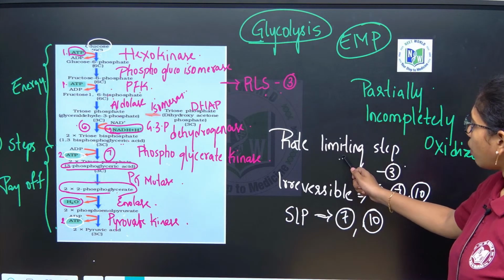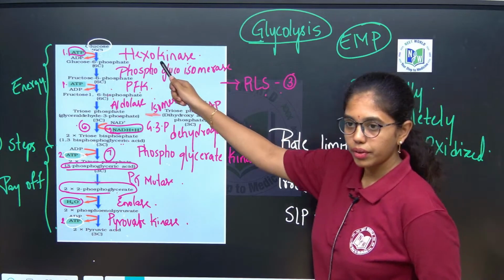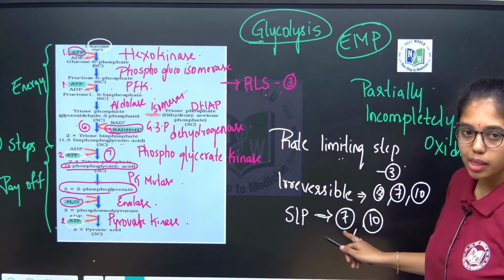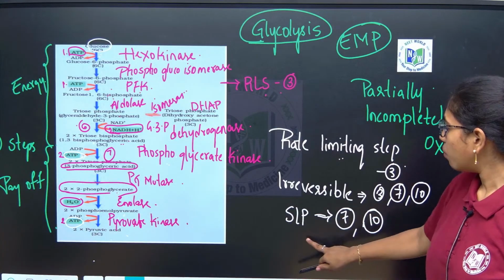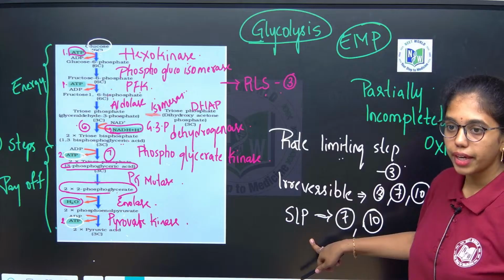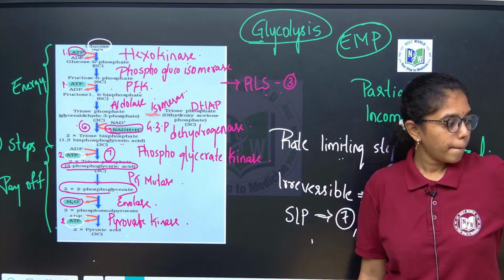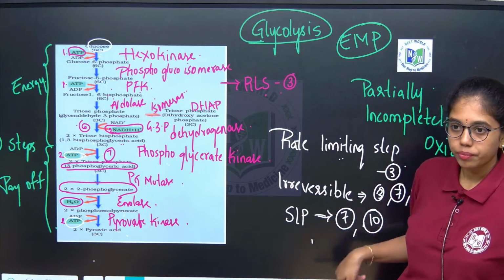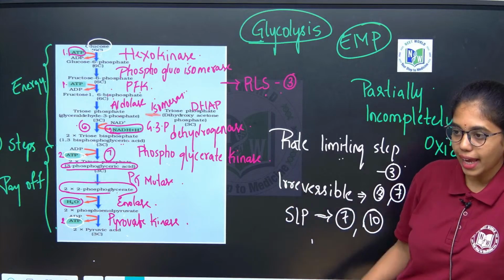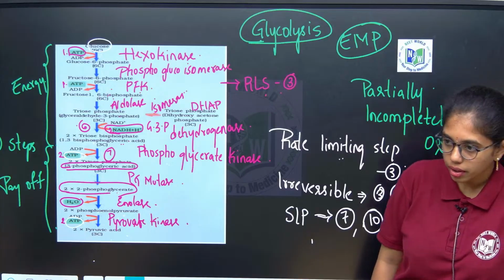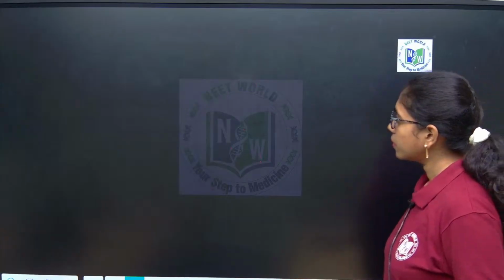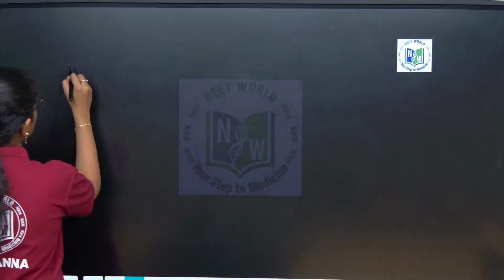So, now what is the rate limiting step? 3. What are the irreversible steps of glycolysis? 3, 7 and 10. Substrate level phosphorylation, where do you see? 7 and 10. Okay. So, are you clear with the reactions? Shall we go for energetics of glycolysis, which is very important? Yeah, energetics of glycolysis.